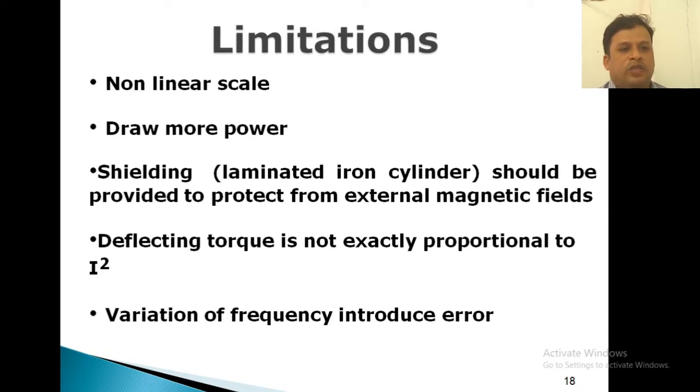They need shielding, laminated with an iron cylinder, to protect from external magnetic fields. Because it has a moving iron inside it, if the external magnetic fields are strong, it will cause an error. The deflecting torque is not exactly proportional to I square here. Variation of frequency also introduces error because it is an AC quantity. These are the limitations which are to be remembered.